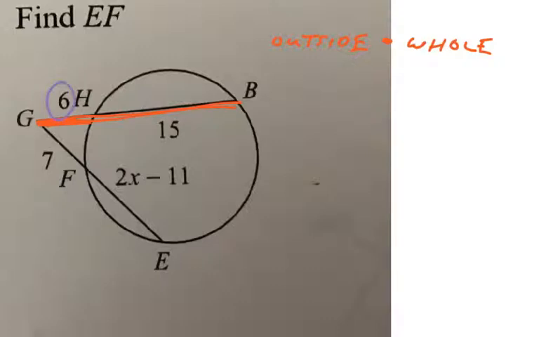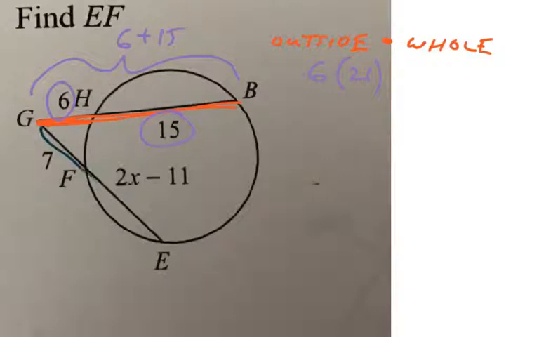Do you agree the outside piece is 6? I'm going to times that by the whole segment. The whole segment is not 15. It's 15 plus 6, which is 21. Make sure you understand where I got the 21 from.